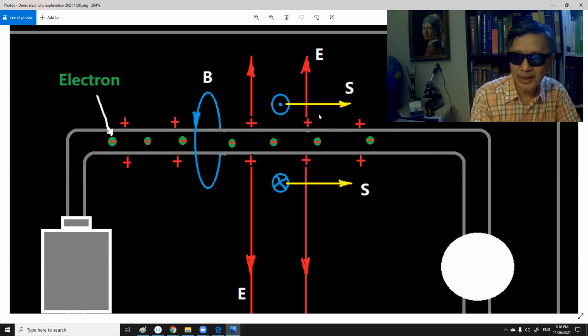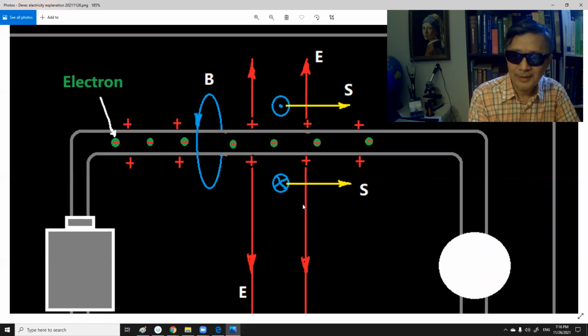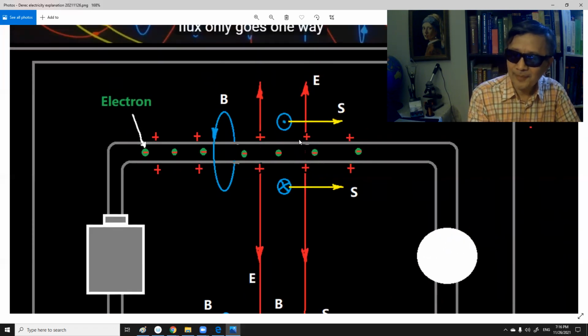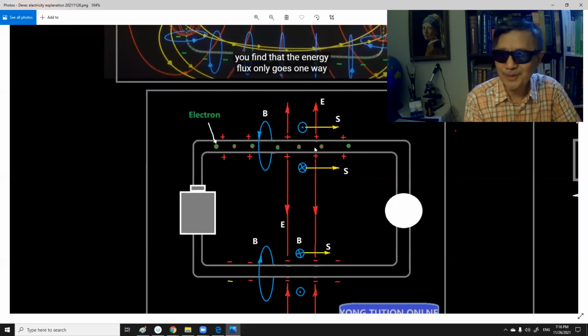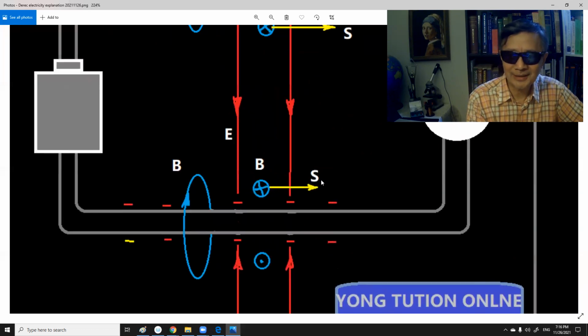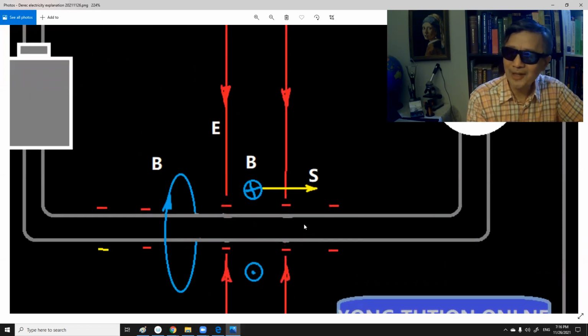So that's why, if you pick up one of the electrical field lines, indeed it radiates on both sides. In this case, you can use the right-hand rule to work out the direction of the Poynting vector. Indeed, it moves along the wire. Of course, this assumption is not very reasonable.